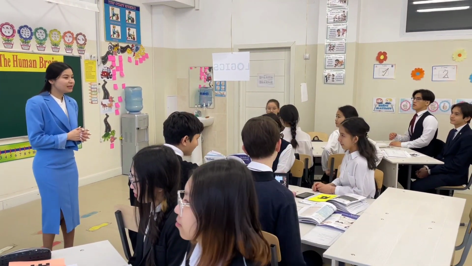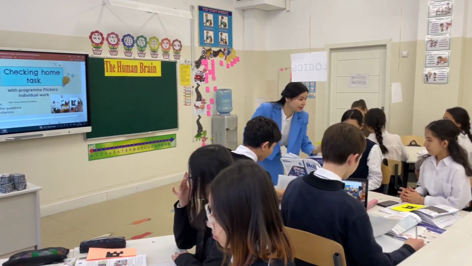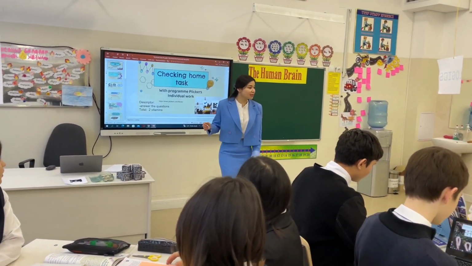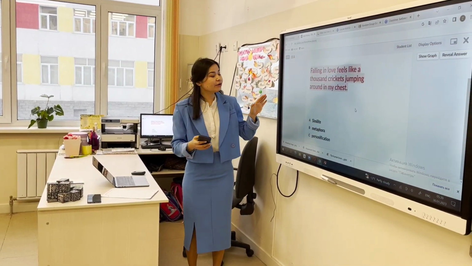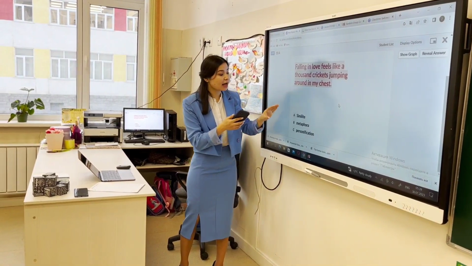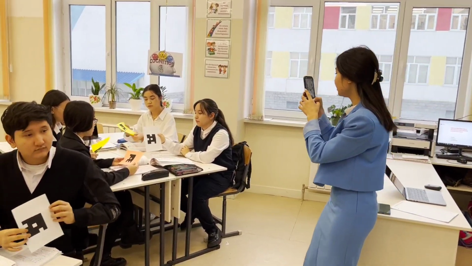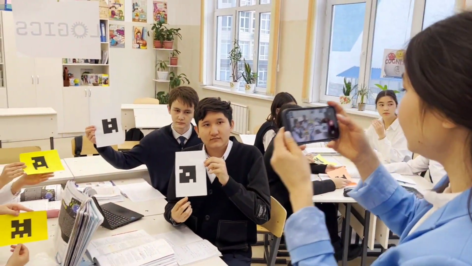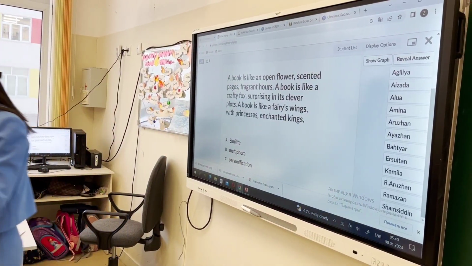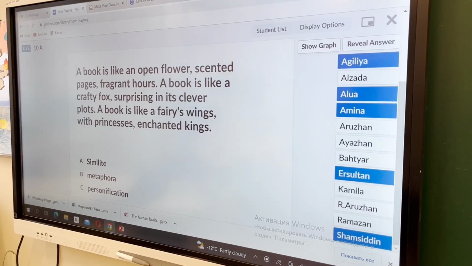Before we start our lesson, I'm going to check your home task, yes? Here, as you see, you have papers and clickers. Right now, I'm going to check your home task with the program Clickers. Please be ready. Your task was to read this text and answer the question with the help of this QR code. Let's check your answers. Good job. Here's the second question. Show me your answers.